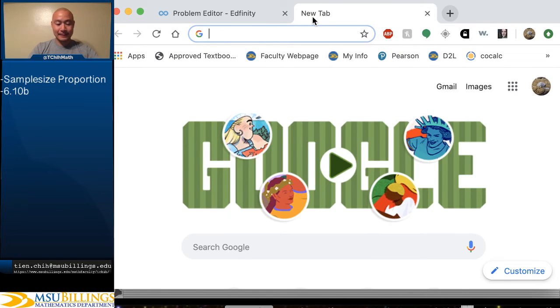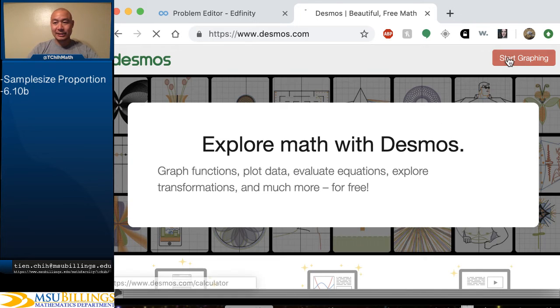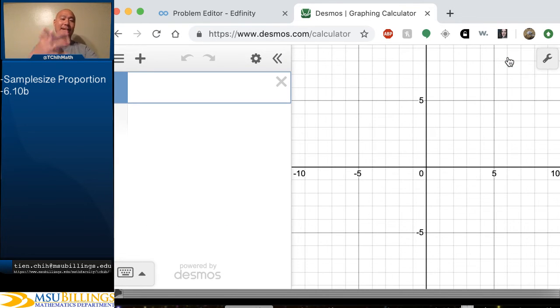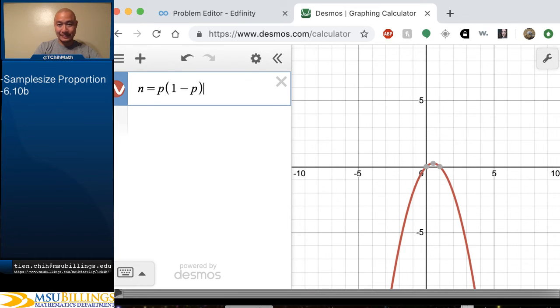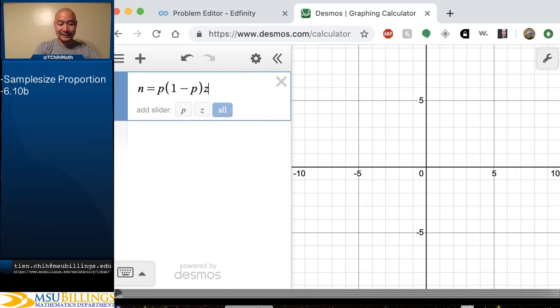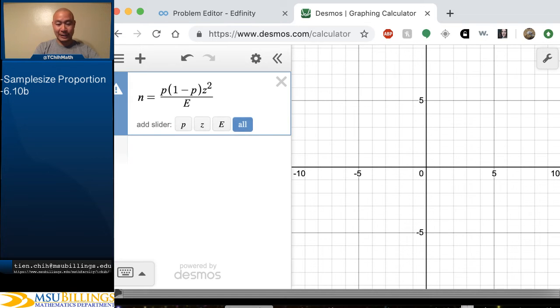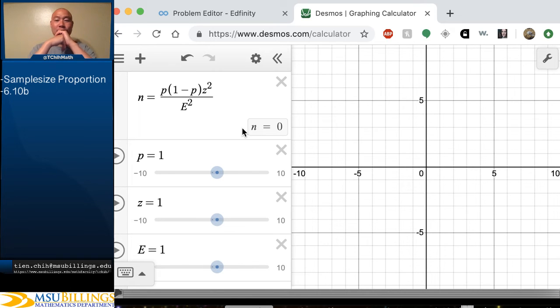Something that's really neat about Desmos is that it will handle algebraic expressions just as well as arithmetic ones. So, n equals p times 1 minus p times z squared, all of which over, let's call it, error squared. And so we can set up a general formula like this if we felt like it. And now we just need to put in p and e and z.